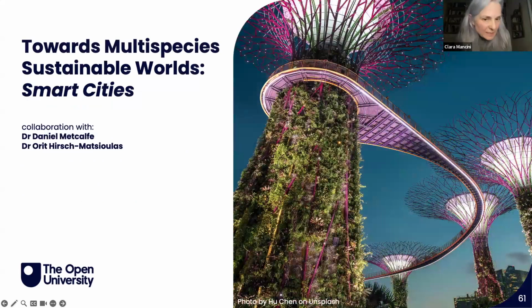So, with this in mind, I would just like to end with a vision which tries to bring together some of the points discussed so far and which resulted from a collaboration exploring the role of technology such as artificial intelligence in the development of multi-species smart sustainable city as a matter of justice.